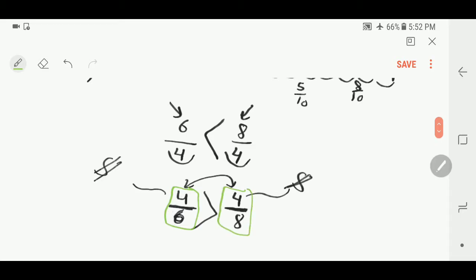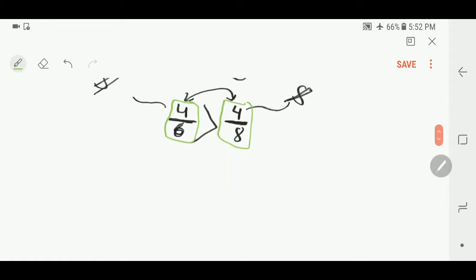But to simplify it even more, we can simplify this. What can we do about simplifying 4 over 6? We can do 2 times 2, and then 2 times 3. So this is how we simplify. First, split it. 4 is equal to 2 times 2. 6 is equal to 2 times 3, right?